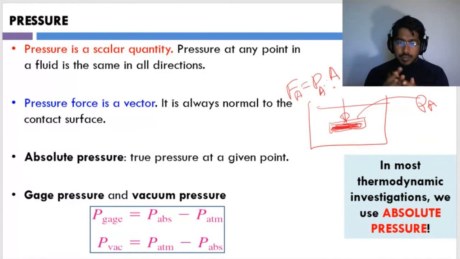So in most thermodynamic investigations, we use absolute pressure. Especially when we look into the thermodynamic property tables, we don't use gauge pressure to read them in most cases. Like in this course, at least, we don't use gauge pressure.